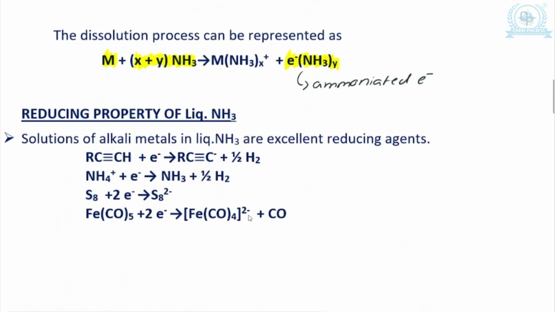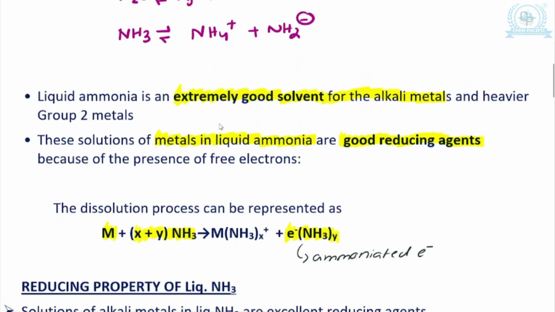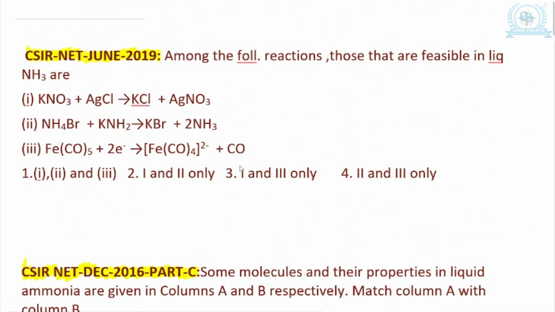That is why I have given you a lot of examples over here. When Fe(CO)5 is reacting in a solution of alkali metal in liquid ammonia, Fe(CO)5 will get reduced to Fe(CO)4 2 minus. So the first question is solved over here. This reaction is feasible in liquid ammonia.